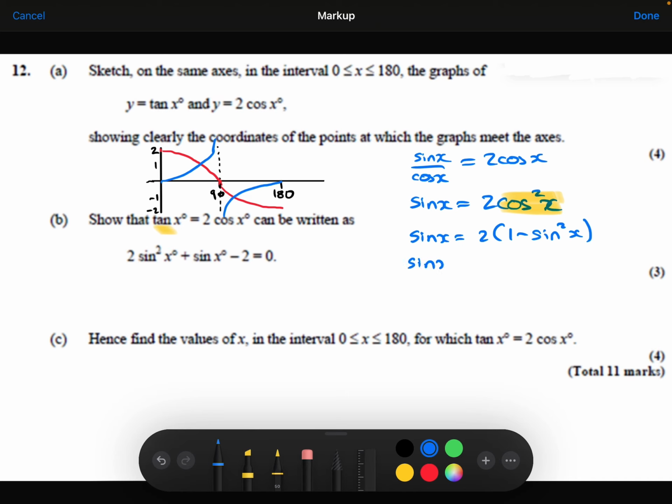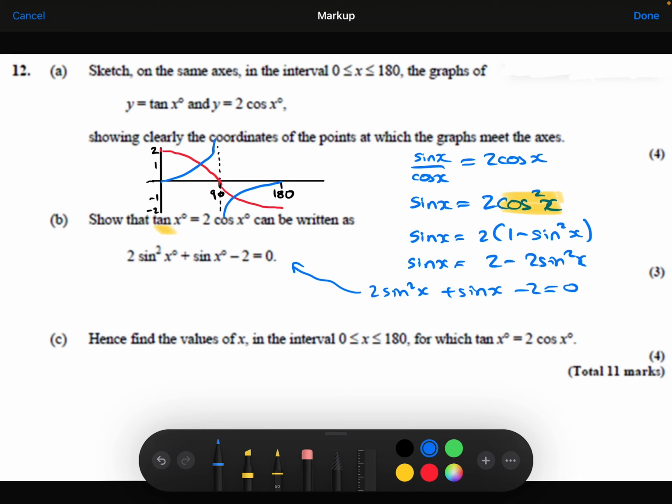Expanding the brackets. And moving everything onto one side. And that is the form that we needed. So that's part B.